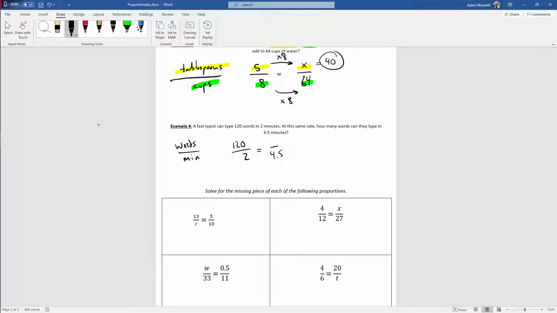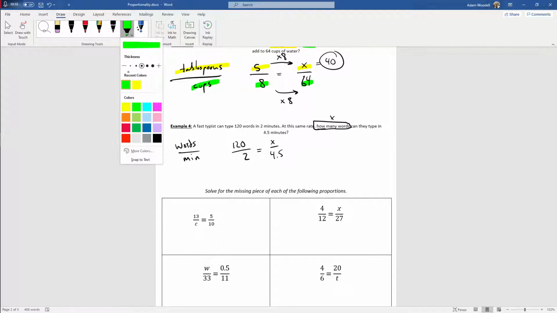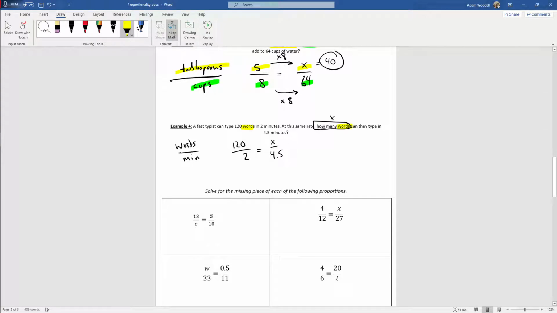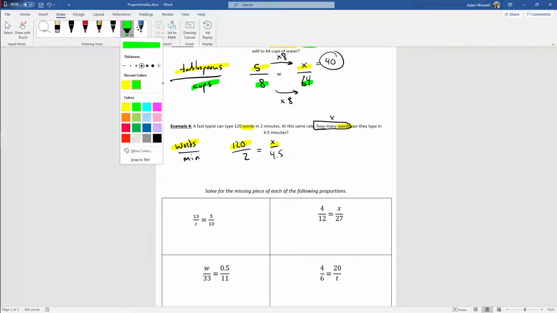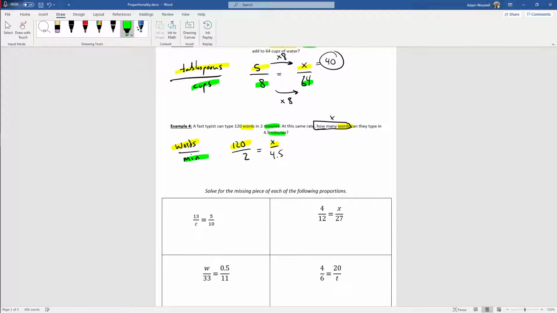So do I know how many words? No, it's literally even asking me how many words. So if it's asking you to find something, that's going to be a variable. And then again, I think it's worth it to color code and just make sure that everything lines up nice. So we had words and words. We'll say words are in yellow. And we'll say minutes was in green. Make sure we have everything in green, and all that stuff was on the bottom.